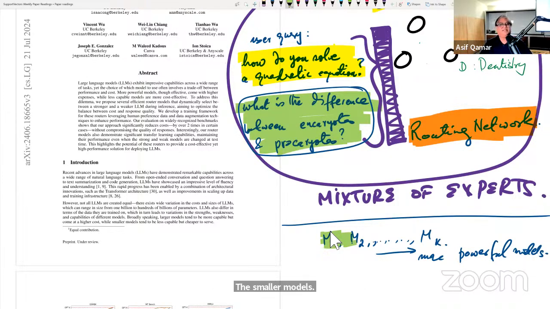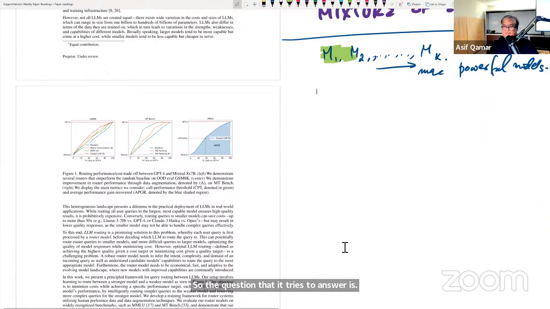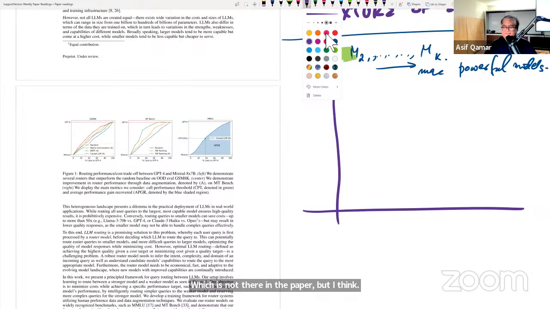It can definitely be answered by bigger models, but you would agree that it is somewhat cost ineffective to send this over to a big model, to send it over to, let's say, Claude or Gemini or GPT-4, isn't it? So the question that it tries to answer is that here is the dilemma. Suppose I were to draw a curve, which is not there in the paper, but is my way of interpreting it.